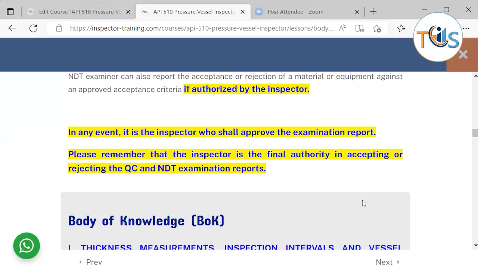So this is very important for you to understand that the NDT examiner can only do the interpretation if authorized by the inspector. In any event, it's the inspector who approves the examination report, and the inspector is the final authority for accepting or rejecting the QC and NDT examination points.